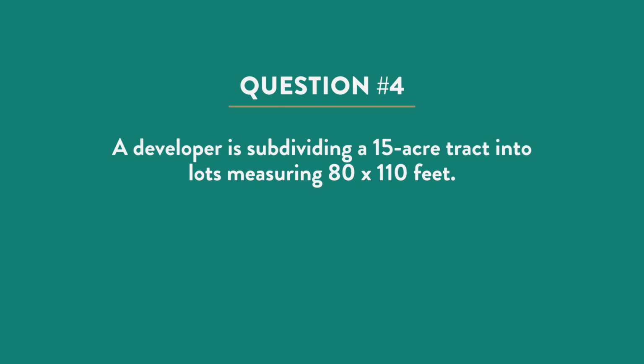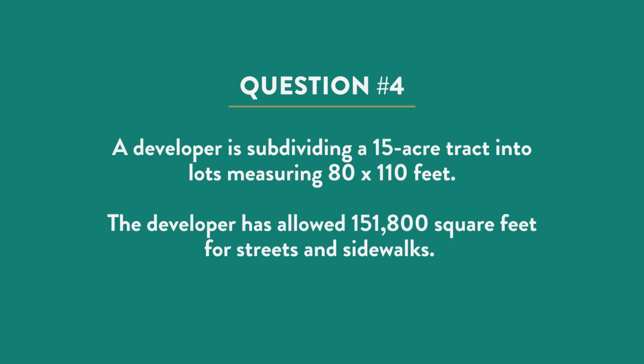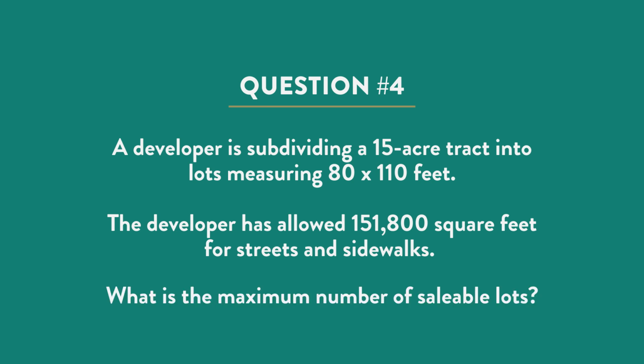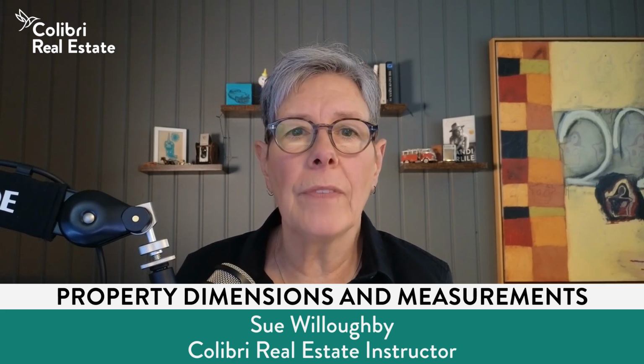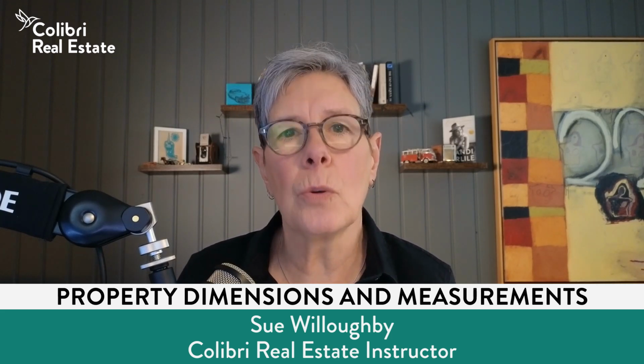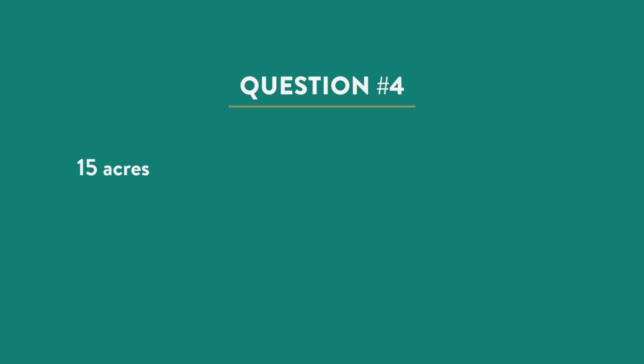All right, our last question. A developer is subdividing a 15-acre tract into lots measuring, once again, 80 by 110 feet. This developer has allowed 151,800 square feet for streets and sidewalks. So now we need to determine the maximum number of saleable lots we can get out of this property. Once again, first of all, we have to convert the acres to square feet. So we've got 15 acres times 43,560 square feet.